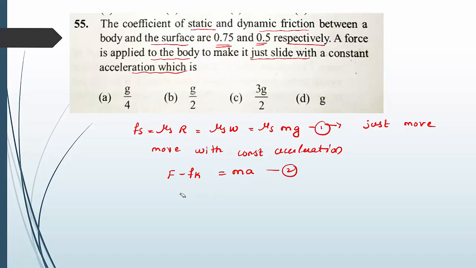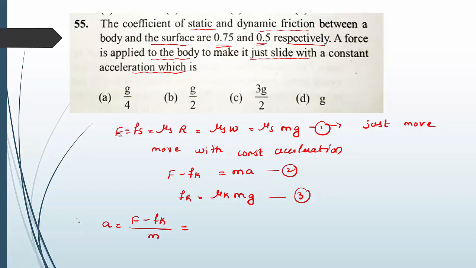So we know that kinetic friction means Fk equal to mu k into, instead of mu s, we have to write mu k m g, equation 3. So I want acceleration. Therefore, I am going to write from equation 2, A equal to F minus Fk divided by m is equal to, what is the value of F? So in place of F, I am going to write equation 1 because static friction is equivalent to applied force.